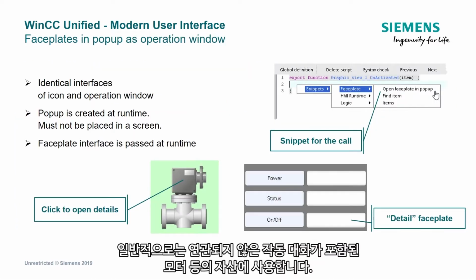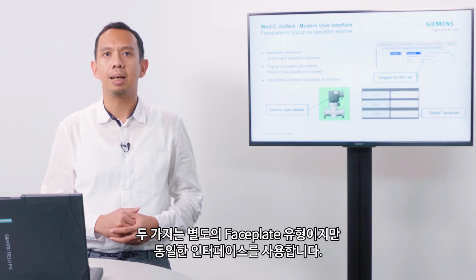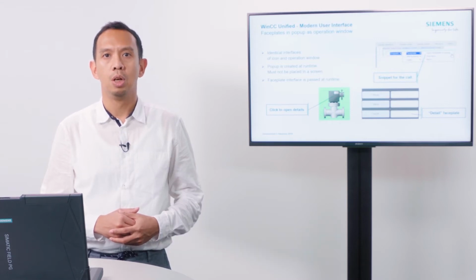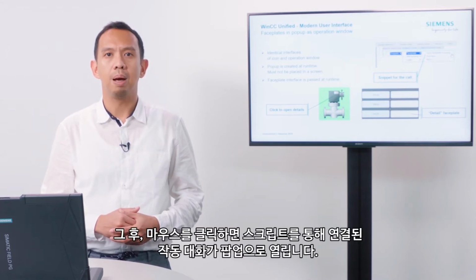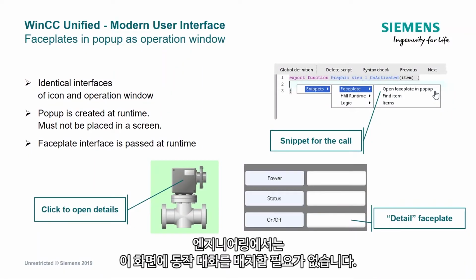A common scenario is an asset, such as a motor with an associated operating dialog. Both are separate faceplate types with uniform interfaces. The associated operating dialog is then opened as a pop-up by a script when the mouse is clicked. It is not necessary to place the operating dialog in the screen in engineering.